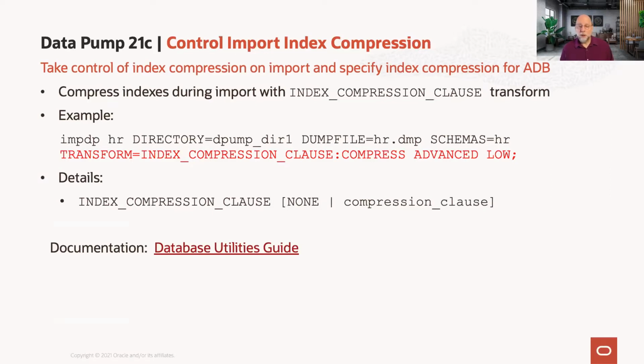So this can be useful if you're moving to a new environment where maybe you have compression licensed, like in the cloud or on a new server, and you want to take advantage of it. Or if you just want to change the way your indexes are compressed because there's a new type of index compression available in 19 or in 21, for example. So this lets you change that index compression clause on the fly during import. We'll change it from whatever it was in the dump file to whatever you want in the new database.